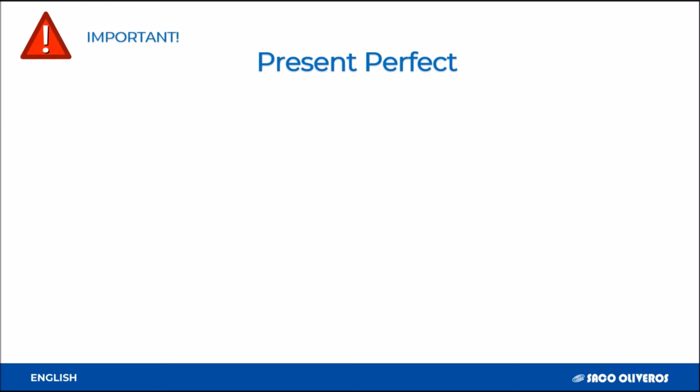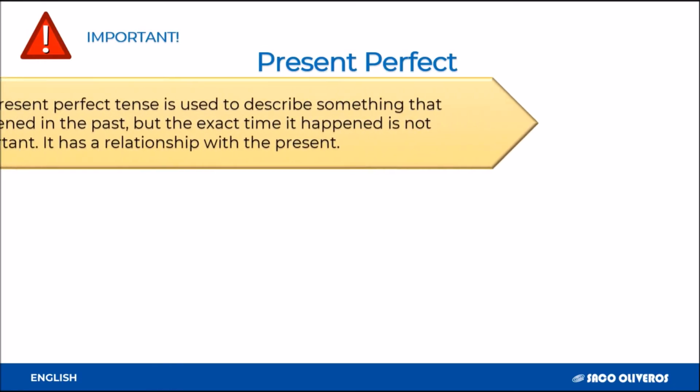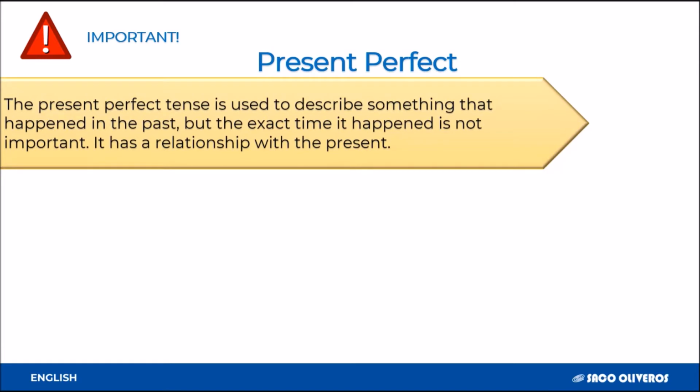Let's continue then. Present perfect tense. The present perfect tense is used to describe something that happened in the past, but the exact time it happened is not important. It has a relationship with the present.